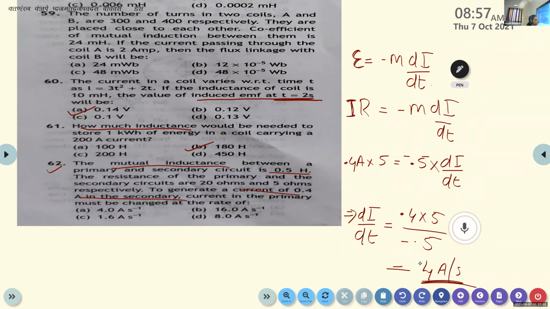Actually, here we want to put a negative sign because in the equation we have E is equal to minus M into di by dt. So here we need a negative sign, but in the options they have not given that negative sign. Sometimes it may indicate the direction, that's why they are not provided in the options. Anyway, the final answer is 4 ampere per second. For some questions, they neglect the negative because of the direction.